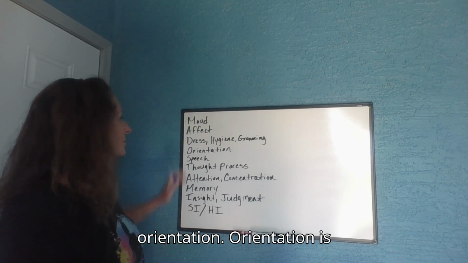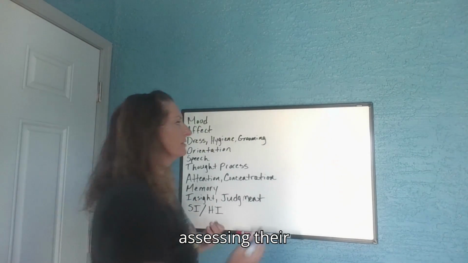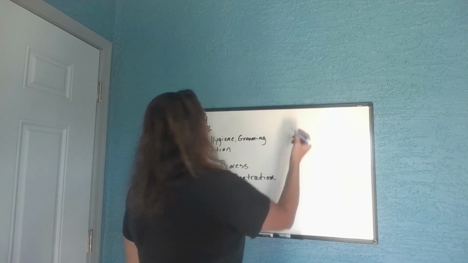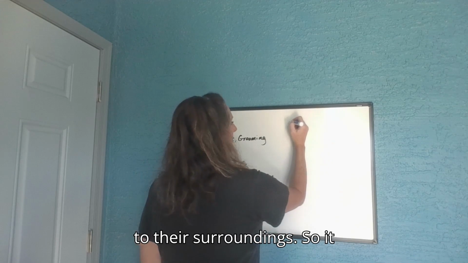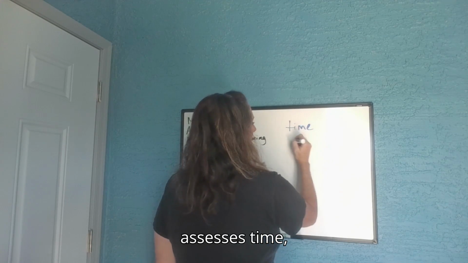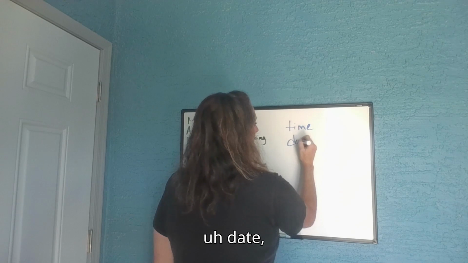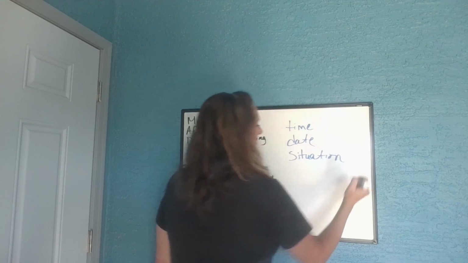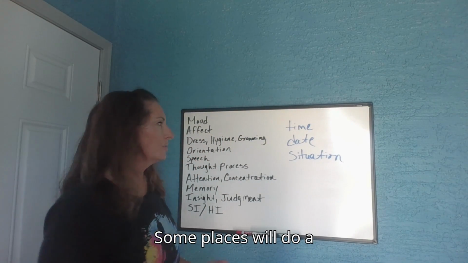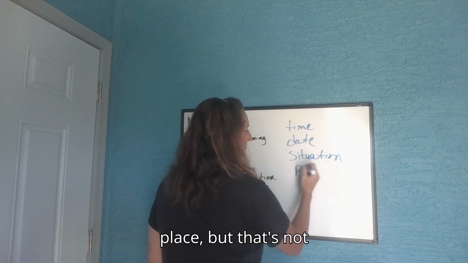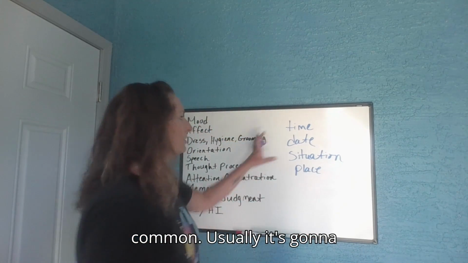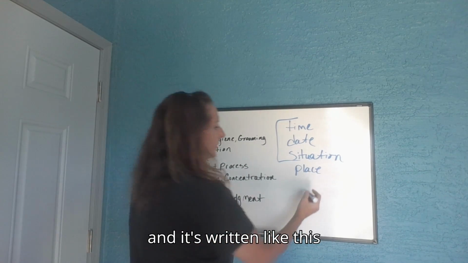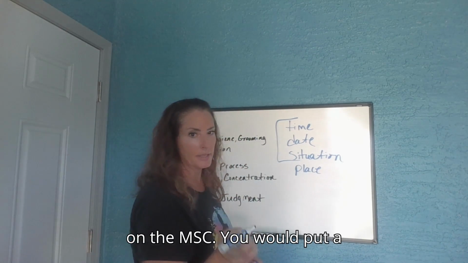Okay, so orientation. Orientation is assessing their level of being alert and aware of their surroundings. So it assesses time, date, and situation. Some places will do place, but that's not common. Usually it's going to be these three. And it's written like this on the MSE.